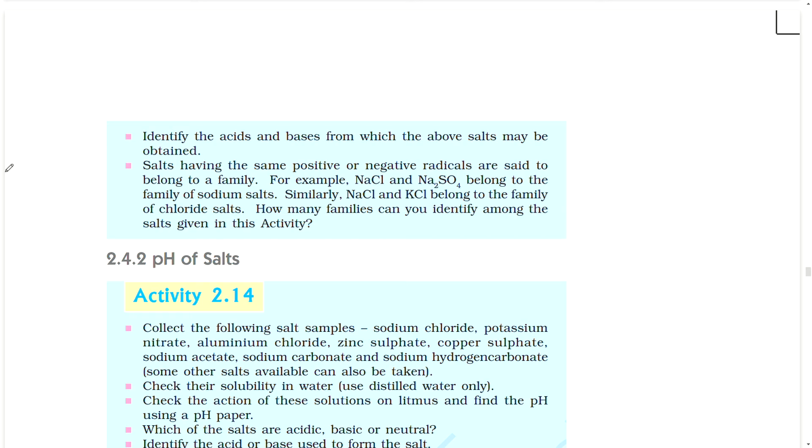Salts having the same positive or negative radicals are said to belong to the same family. For example, NaCl and Na2SO4 belong to the family of sodium salts. Similarly, NaCl and KCl belong to the family of chloride salts. How many families can you identify among the salts given in the activity? Comment this.